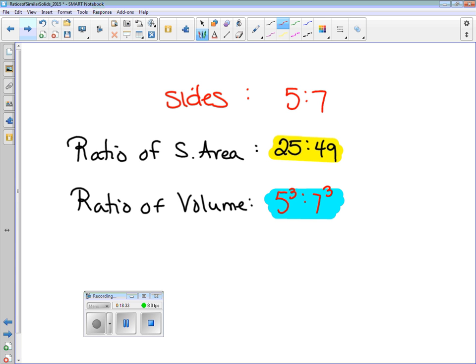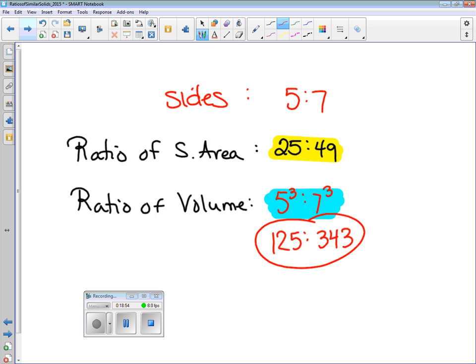which is, y'all don't have your calculators here. I know it's 125. Y'all know 7 to the third? You what? You just did it? Look at you. Like I did the math. Come on, Ms. Maggart. So 125 to 343. Good. That would be the answer.